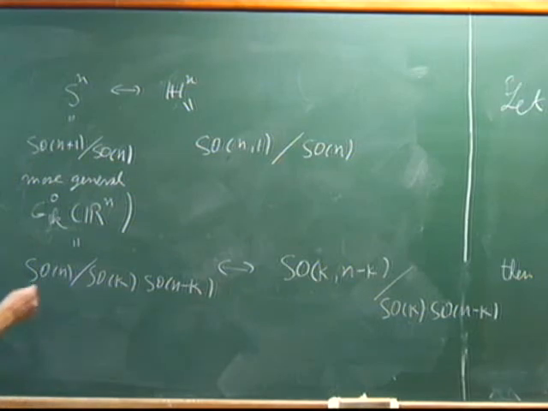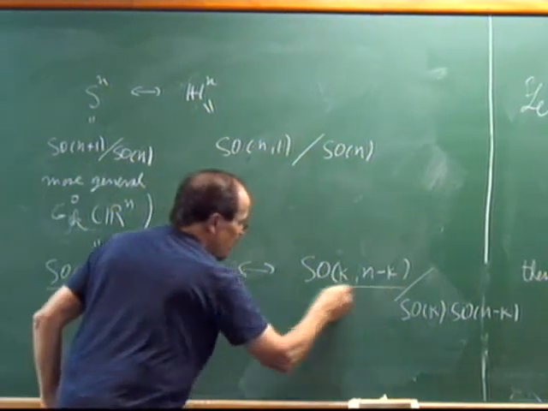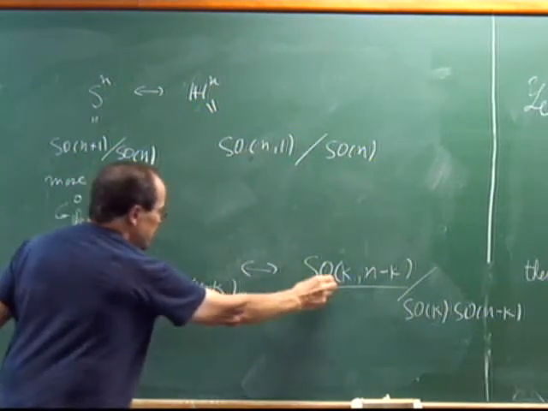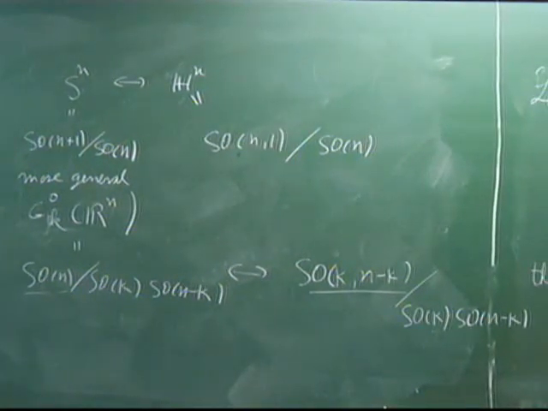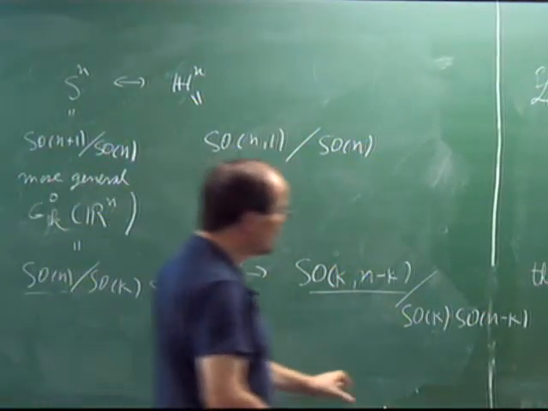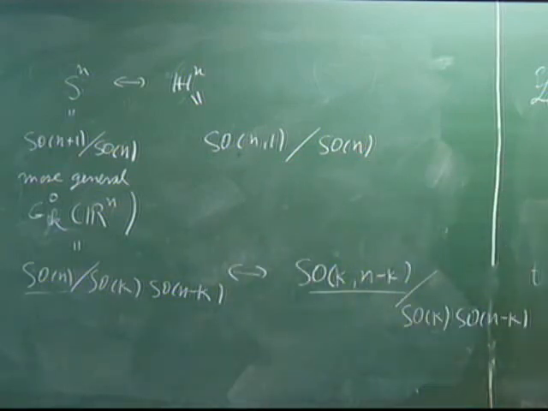So again, this group is compact. This group is non-compact. So that's my compact type one, and that's my non-compact type one. We saw both of these as symmetric pairs when we did examples earlier. So let's see why this is indeed the dual.